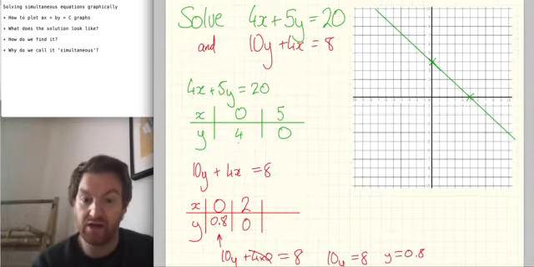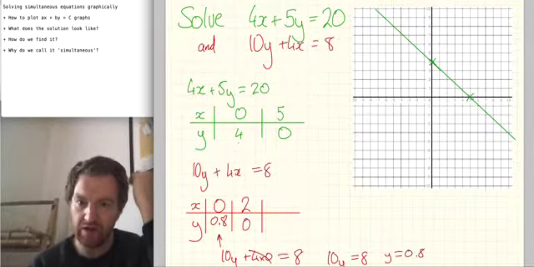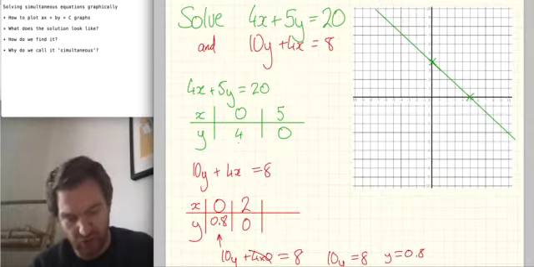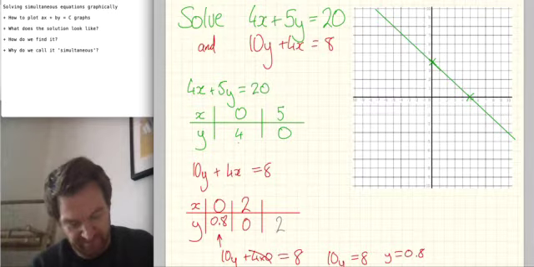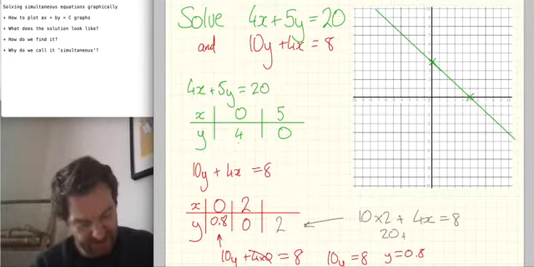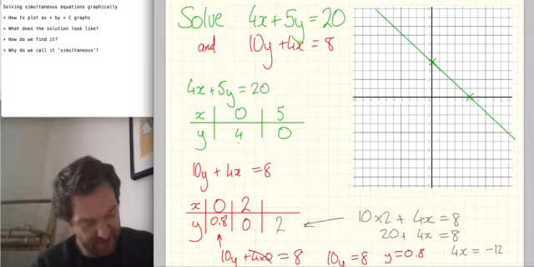So what you can do is say, okay, well, using a little bit of mental maths, what numbers might give me whole number solutions? So I might say, okay, well, I know that if y is 2, let's say, then that would give me 10 times 2 plus 4x is equal to 8. So 20 plus something is 8. So 4x would be negative 12, and x would be negative 3.